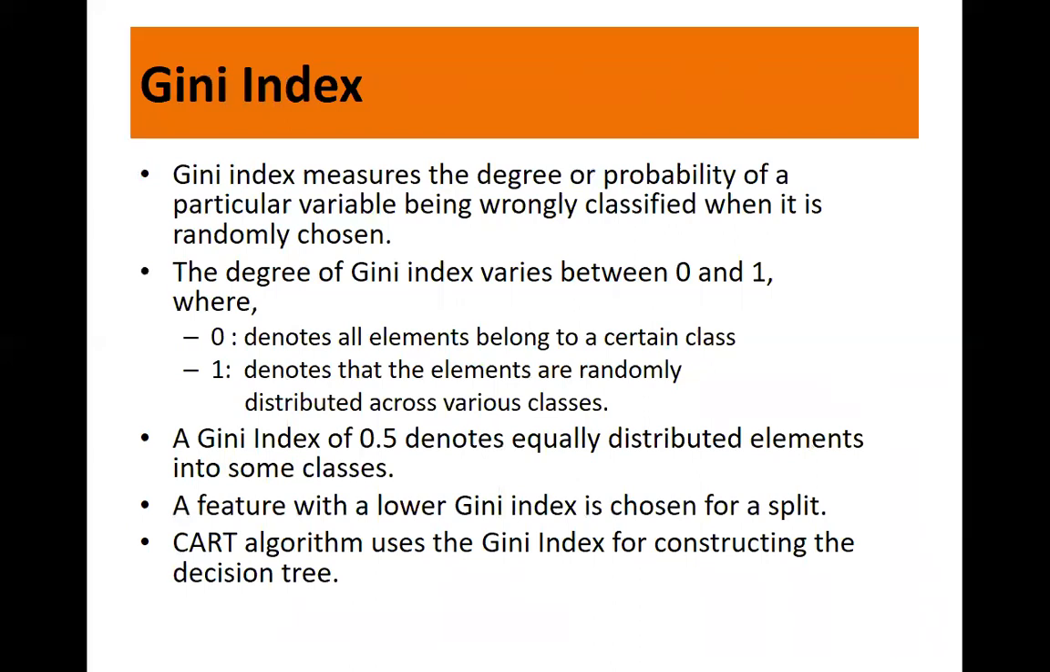So it is again the same concept of pure node and impure node. Right? Now, a Gini index of 0.5 denotes equally distributed elements into some classes, like an equal number of yes and an equal number of no in the samples, right? A feature with a lower Gini index is chosen for the split. So here, if the Gini index is lower, it is chosen for splitting. In case of information gain, if the information gain is more, then only it is chosen for splitting. In case of Gini index, if it is lower, then it is selected for splitting. Now, the CART algorithm uses Gini index for constructing the decision tree, which is used for regression.